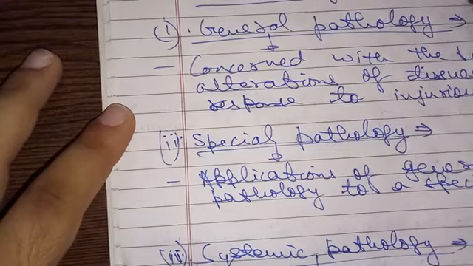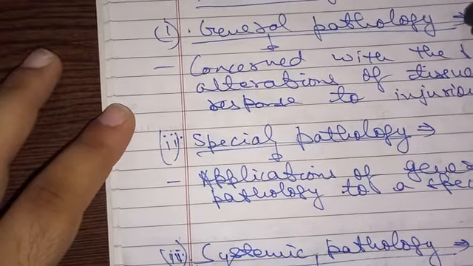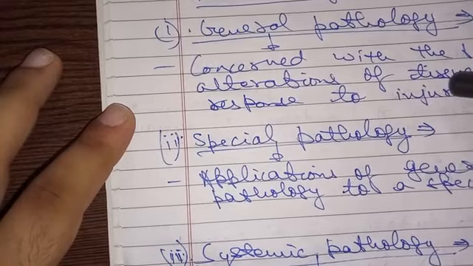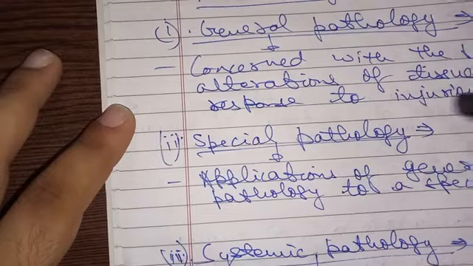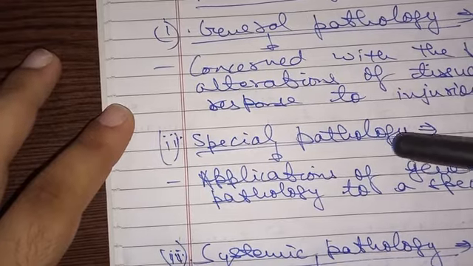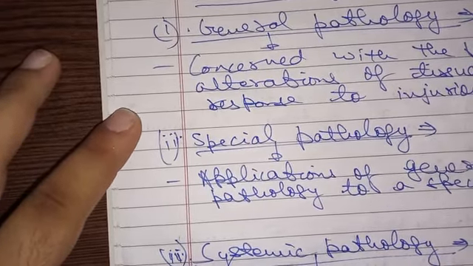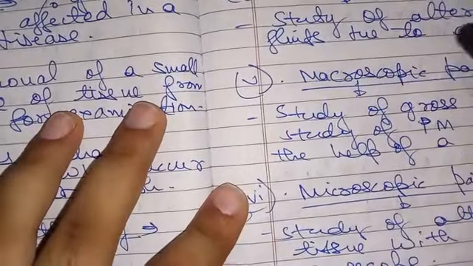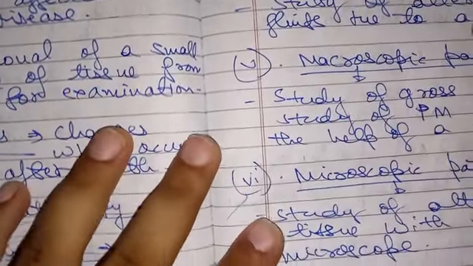Next is branches of pathology. There are 12 branches. General pathology, which is concerned with the basic alteration of tissues in response to injurious stimuli, which we are currently studying. Special pathology, application of general pathology to a specific disease. Systemic pathology, study of alteration in a particular system. Chemical pathology, study of alteration of body fluids due to a disease.